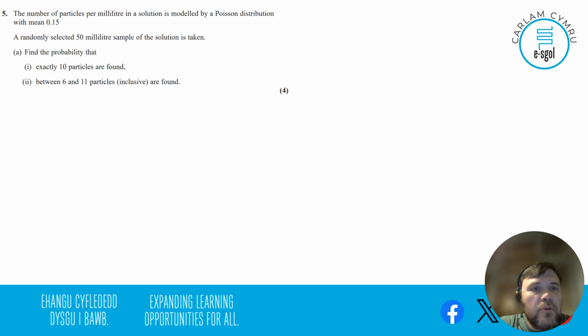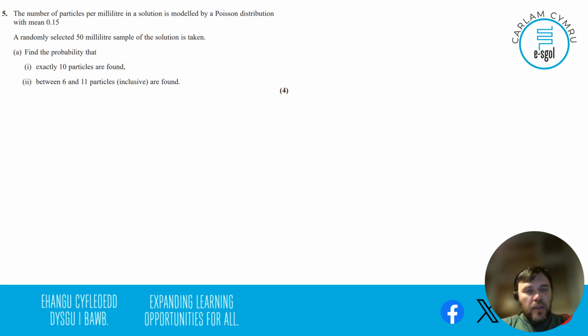The number of particles per millilitre in a solution is modeled by a Poisson distribution with mean 0.15. So that's particles per milliliter. A randomly selected 50 milliliter sample of the solution is taken. The reason why I want to show this one is because they've given you the mean in the statement for the first part, and then for the second part, they have changed it, and you need to be aware that you have to change it yourself. If you'd put lambda as 0.15, you would have got the full question wrong. So it's important that you read what it's asking you to do and then put it in.